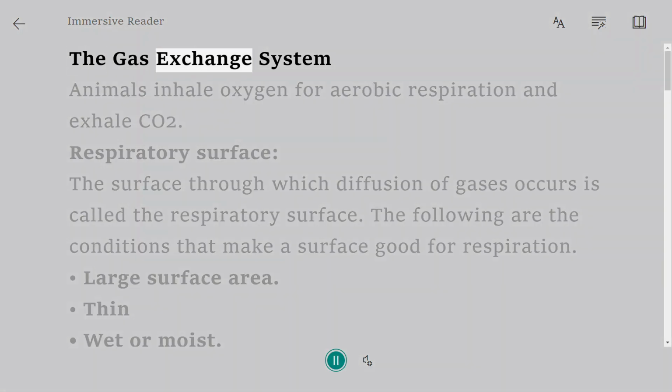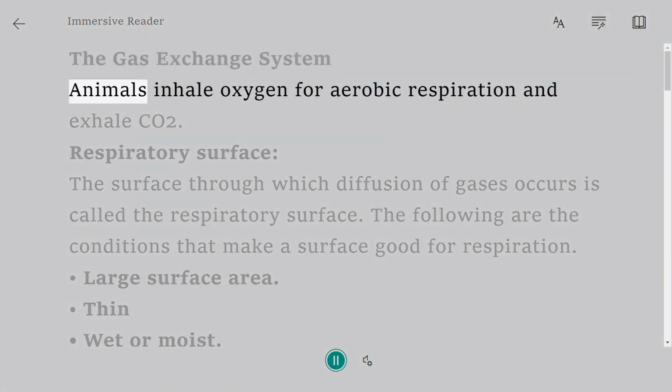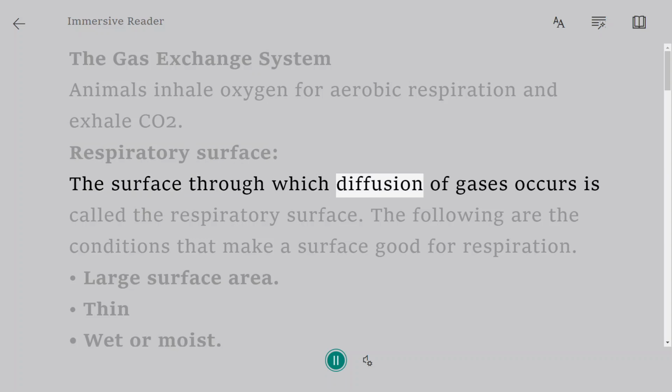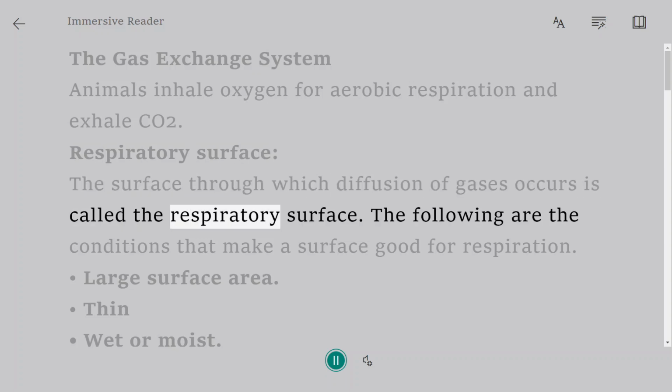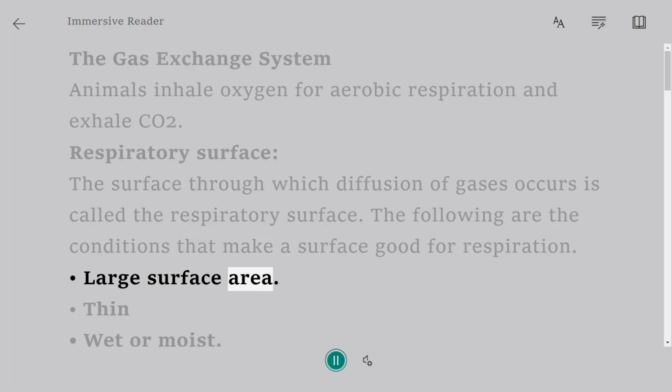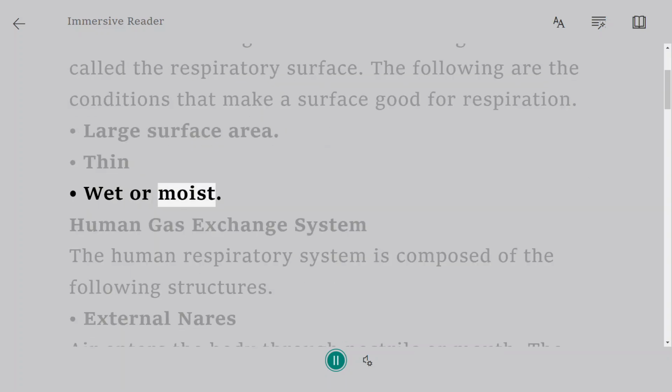The gas exchange system. Animals inhale oxygen for aerobic respiration and exhale CO2. Respiratory surface. The surface through which diffusion of gases occurs is called the respiratory surface. The following are the conditions that make a surface good for respiration: large surface area, thin, wet or moist.